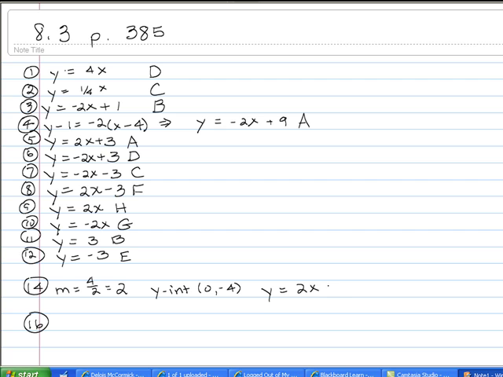Okay, in number 16, our slope is, we go down 2 and to the right 4. So that's negative 1/2. The y-intercept is (0, 2). So we'd have y equals negative 1/2 x plus 2.